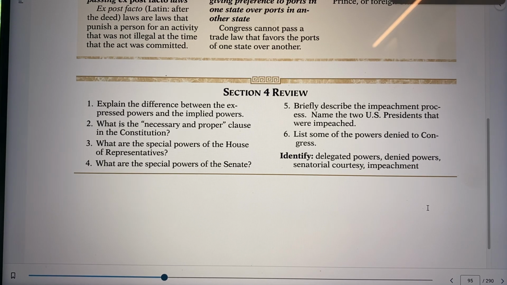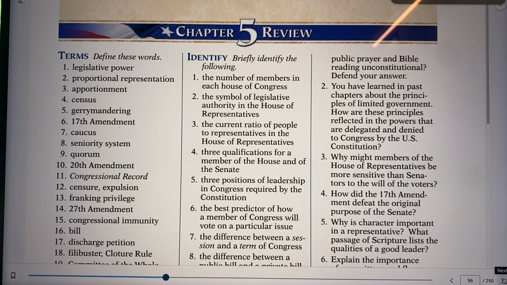So that's the end of this whole chapter. You can go over the chapter review if you like, or go ahead and do your test on the powers of Congress.